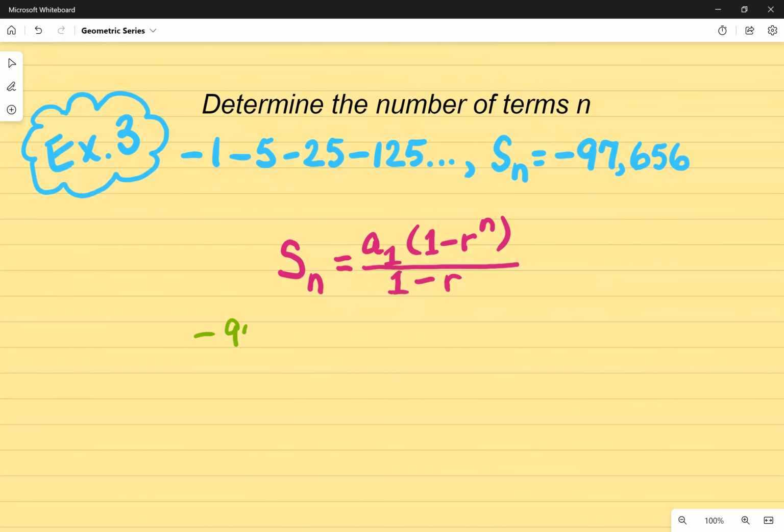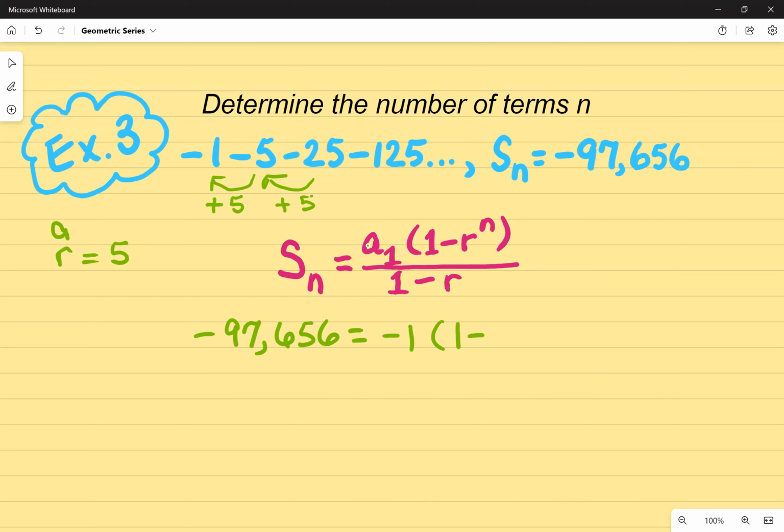So that's negative 97,656 is equal to, well, A sub 1 is my first term. So A sub 1 is negative 1. And now I have 1 minus R. And I don't believe I said it before, but R can be found by taking your second term, dividing it by the first term when we're talking about geometric series, your third term divided by the second term, and so on and so forth. Well, if we divide that, we see negative 5 divided by negative 1 is positive 5, and negative 25 divided by negative 5 is positive 5. So this is our ratio, or common ratio, which is 5.